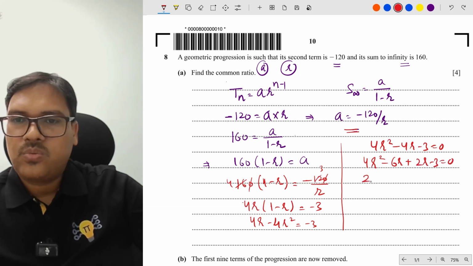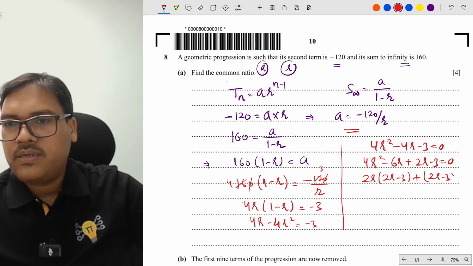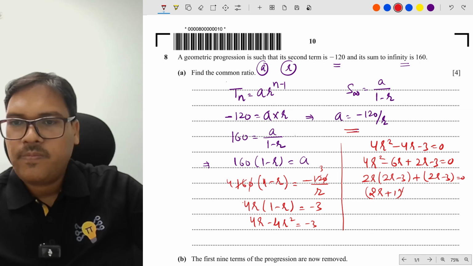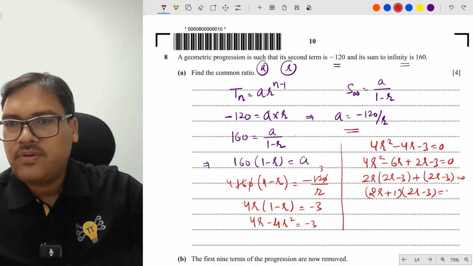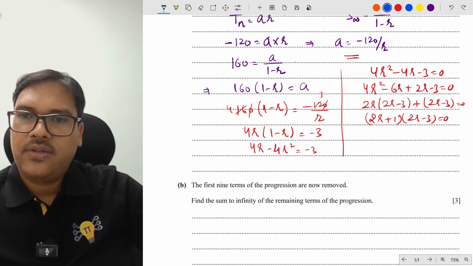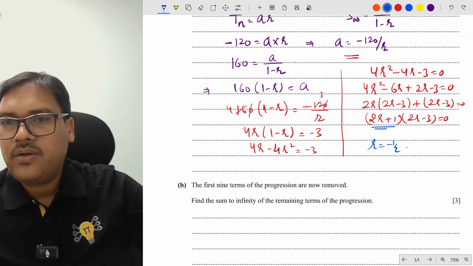So you can say 2r is common. So this is 2r minus 3, and this is plus 2r minus 3 equal to 0. So what are the factors? (2r plus 1)(2r minus 3) equal to 0. Now you see what values of r you are getting. If this is 0, r will be equal to negative 1 by 2. And if this is 0, r will become 3 by 2.